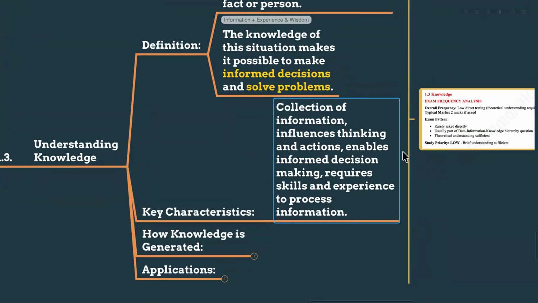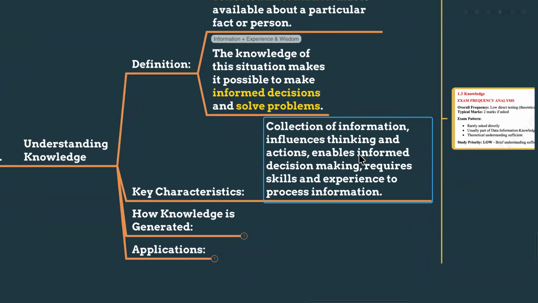So the key characteristics are: the collection of information, it influences thinking and action, enables informed decision making, and requires skills and experience to process the information. I will give you a list of characteristics. So this is actually a collection of information and it influences the thinking as well as your actions. It enables some informed decision making. It requires skills as well as experience to process the information at the further level, right?